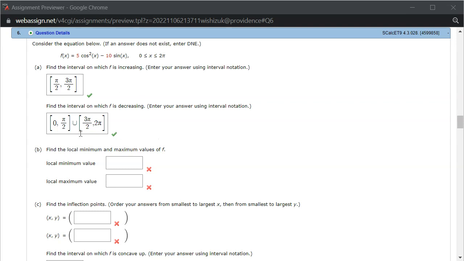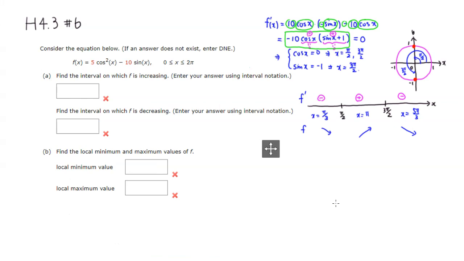All right, let's move on to part B. We want to find a local minimum value and a local maximum value. Maybe I should restrict it from 0 to 2 pi. Looking at the picture, we know that here we're going to have a local minimum, and then at 3 pi over 2, we're going to have a local maximum there.